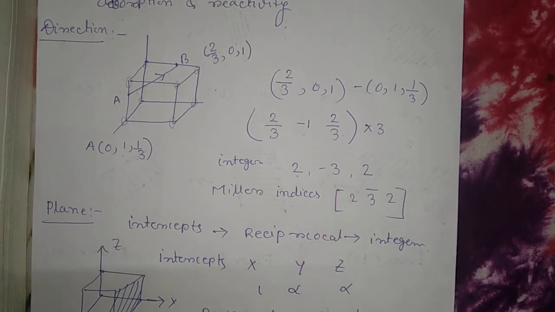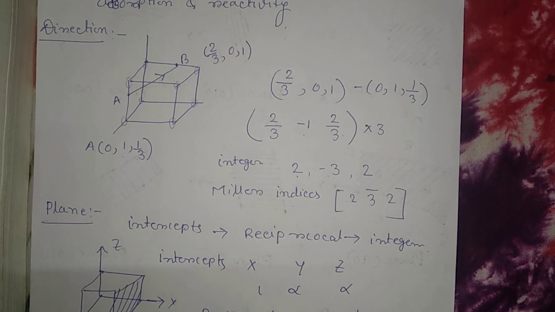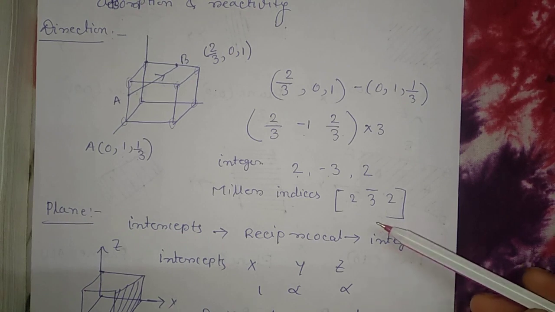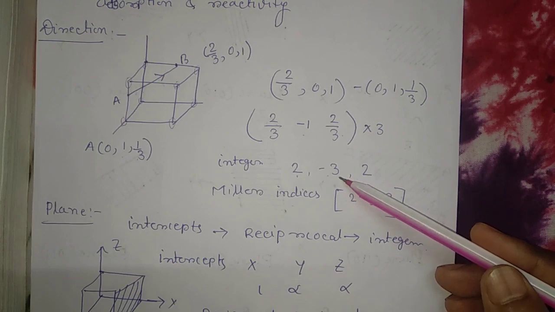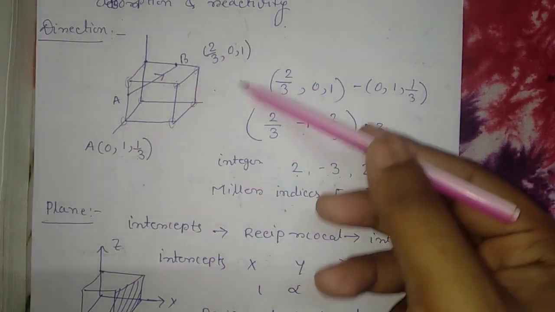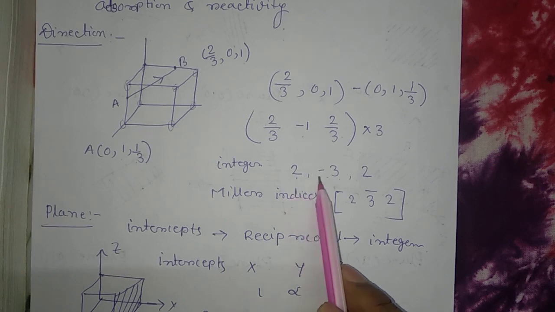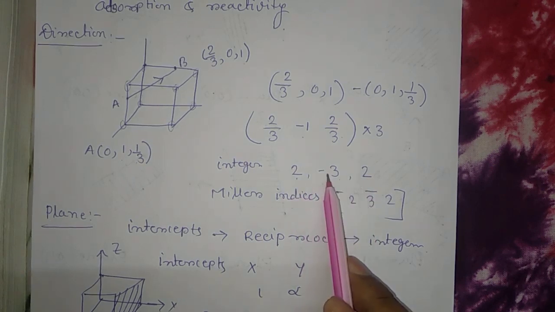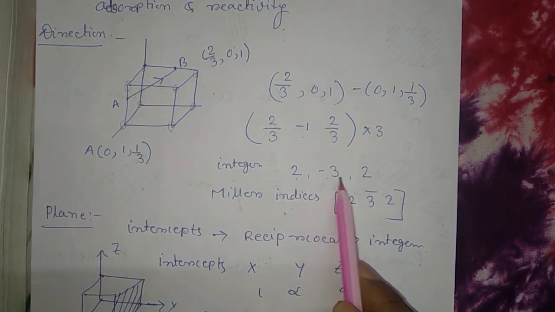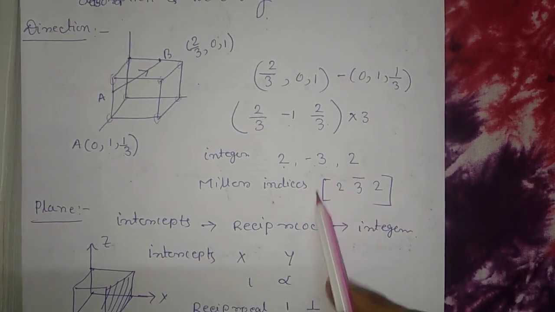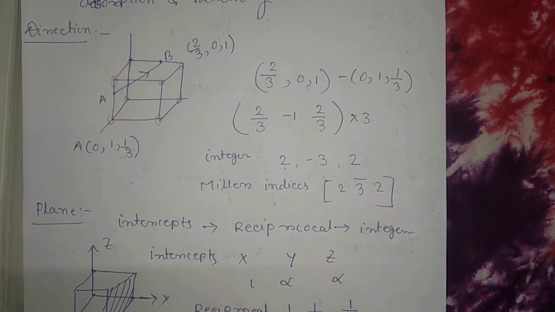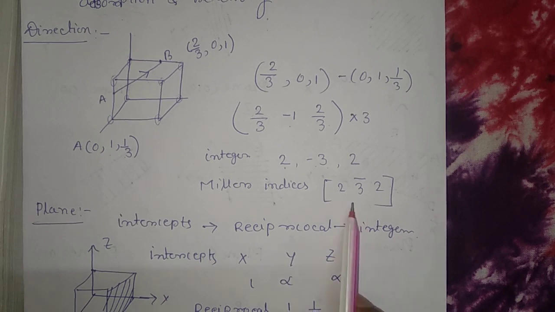As we discussed in the previous topic, negative Miller indices values are denoted by a bar on top. So these are the Miller indices that you can give for the direction. You know that 2, minus 3 and 2, and minus 3 is your negative Miller index. So minus 3 can be represented as 3 bar, and 2, 2.